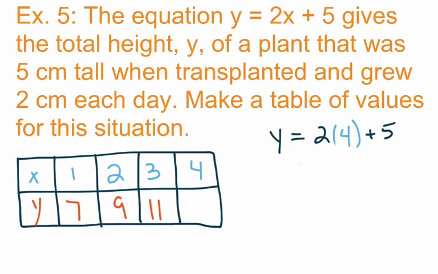Alright, so finally, substituting 4 in for x, we have y is equal to 2 times 4 is 8, 8 plus 5 gives us y equals 13. So after 4 days of growth, the plant is 13 centimeters tall.